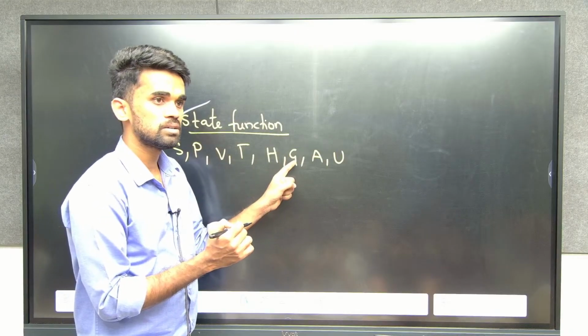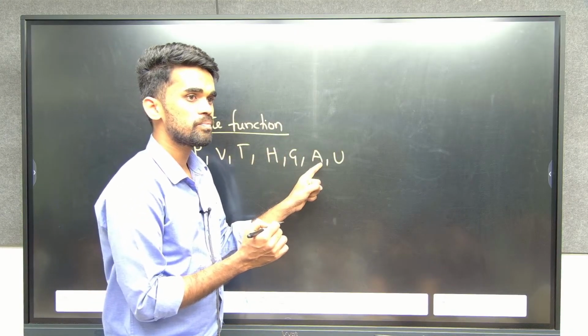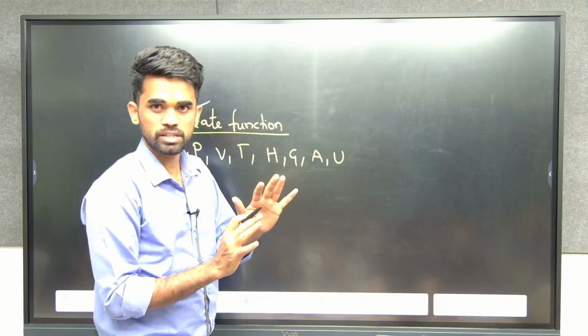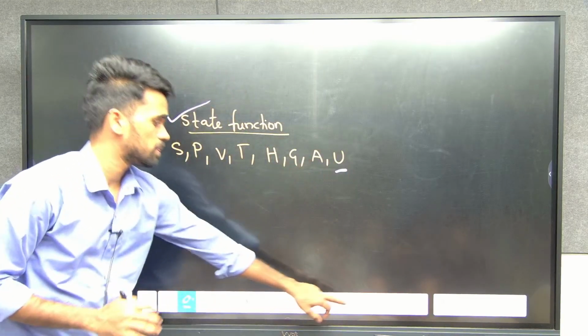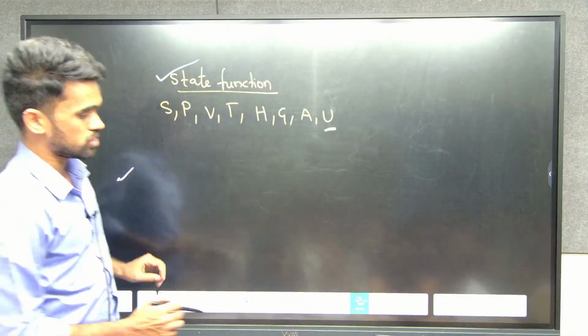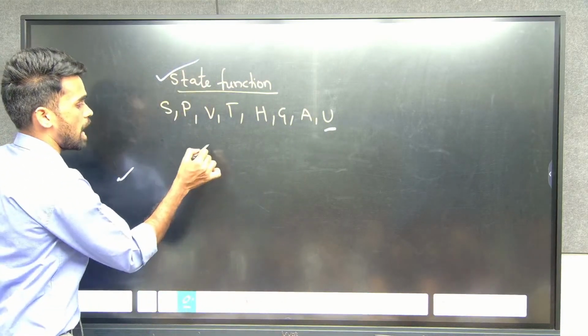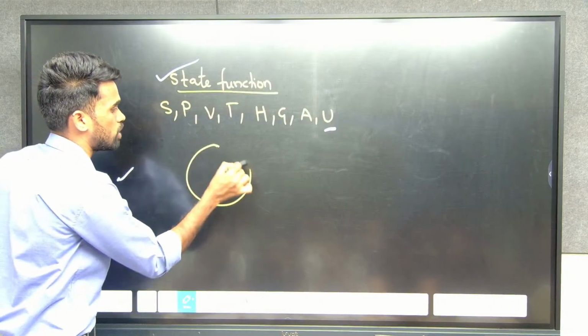G means Gibbs free energy. A means Helmholtz energy, that is not there. You just write it. Next one is internal energy. Okay, these things are state functions. So if a state function is operating in a cyclic process, what am I saying?